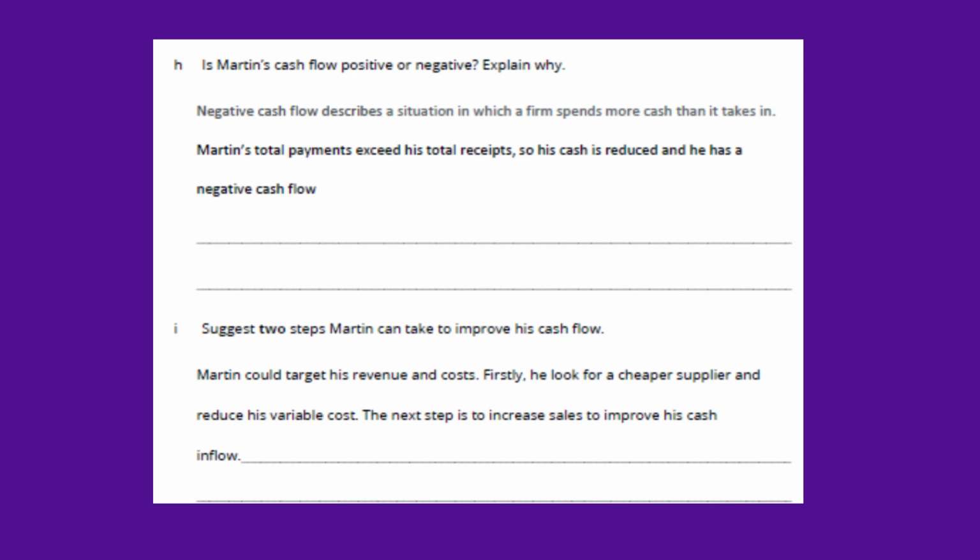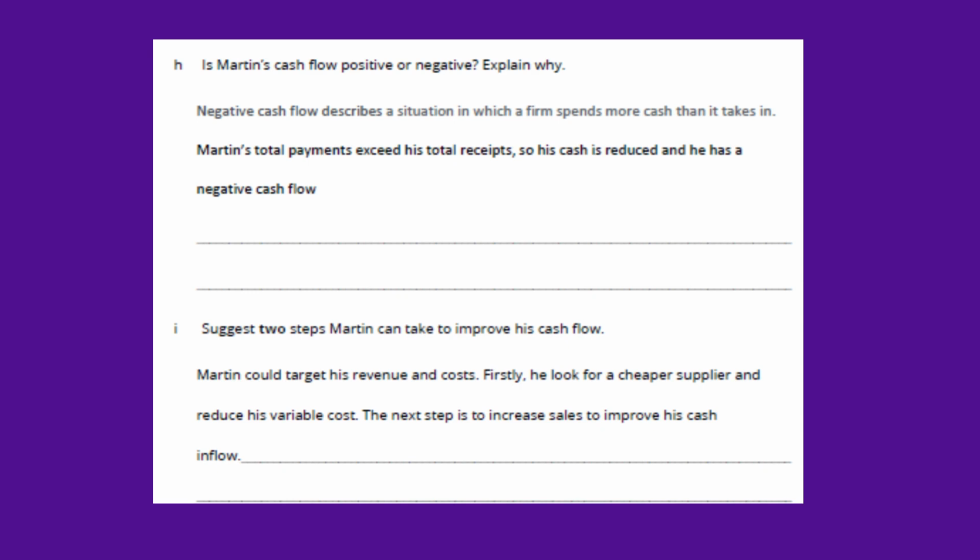Now, I've been asked to make 2 suggestions or 2 steps Martin can take to improve his cash flow. So Martin could target his revenue and costs. So there's a number of ways that you could do this. So firstly, he could look for a cheaper supplier. That may be difficult, and reduce his variable cost. The next step, he could increase sales to improve his cash inflow.